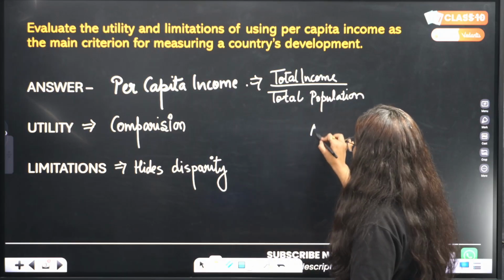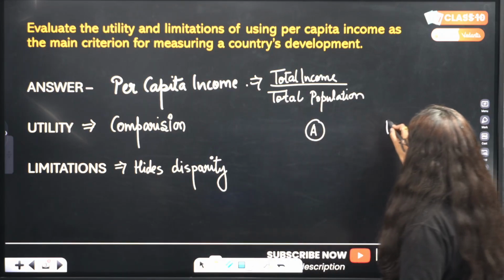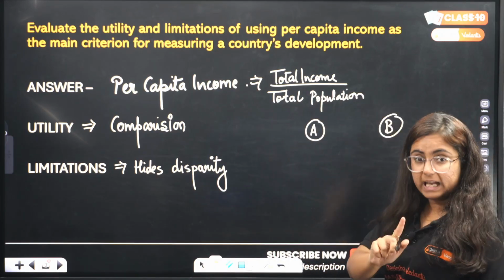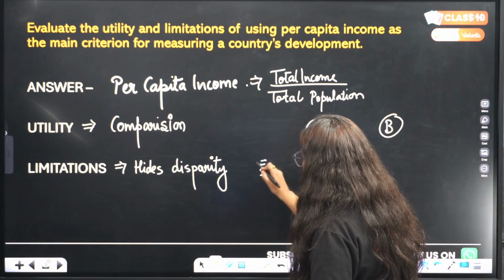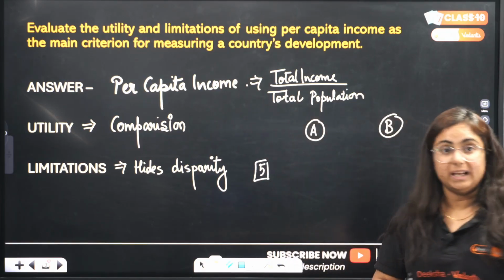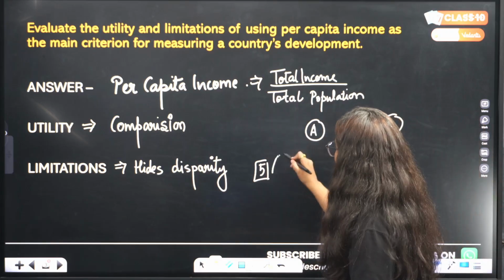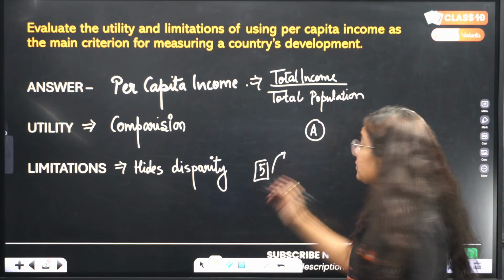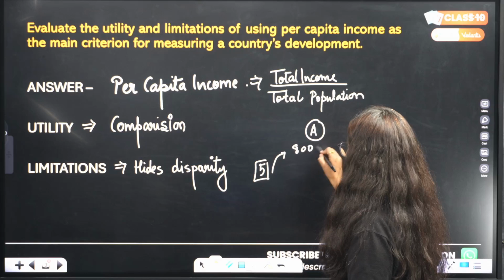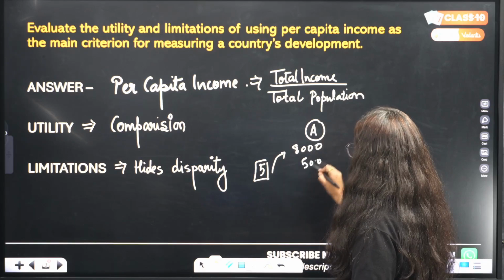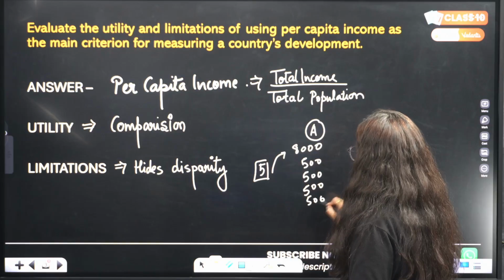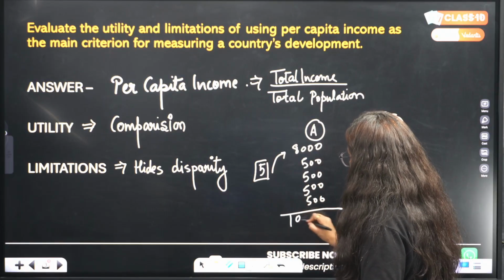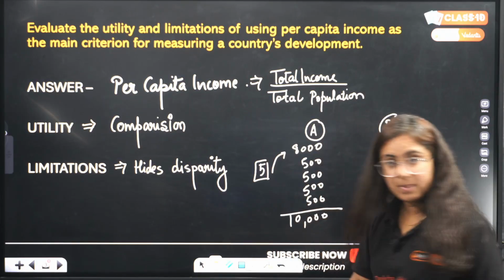For example, there is a country A, there is a country B. There are 5 members living in country A. Pay attention. 5 members living in country A, in which one member is earning rupees 8,000 and the rest are earning 500, 500, 500 and 500. The total income of this country will eventually become 10,000 rupees.